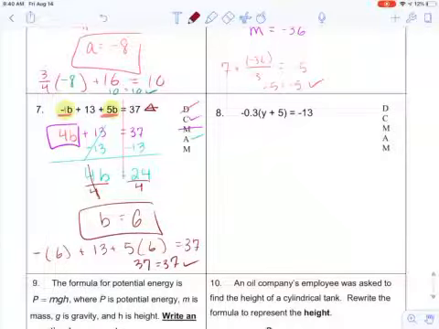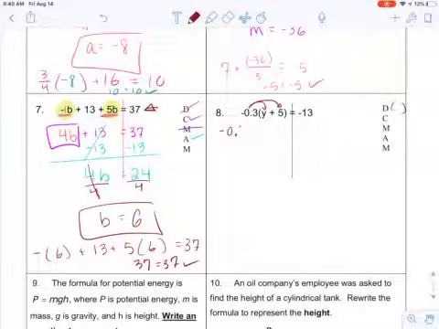Number 8, negative 0.3 times y plus 5 is equal to negative 13. Do not let these decimals scare you. We have a calculator. Don't call me after midnight. D stands for distribute. This is for when I see parentheses, which I do have here. So anything outside the parentheses, I need to multiply to the inside.